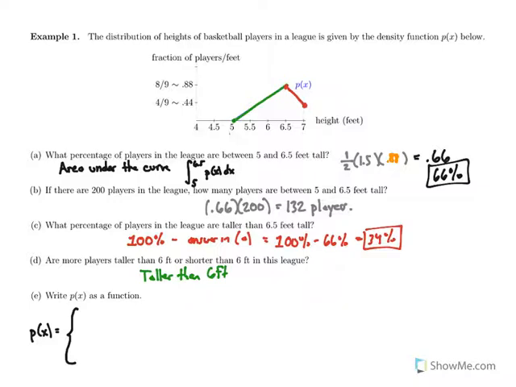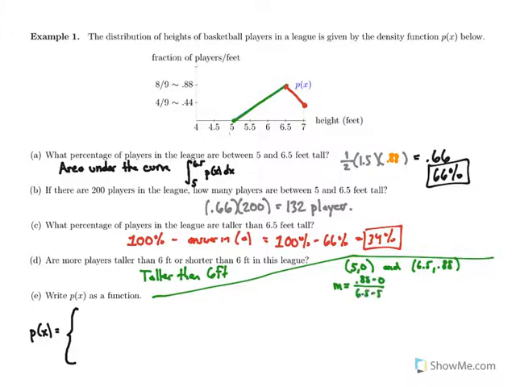So the first line, we have 2 points on that line. We have the point 5, 0 and the point 6.5, 0.88. To find the equation of the line, we need to find the slope. The slope is going to be y2 minus y1, 0.88 minus 0, over 6.5 minus 5, which is 0.88 over 1.5, and I'm just going to leave it like that.